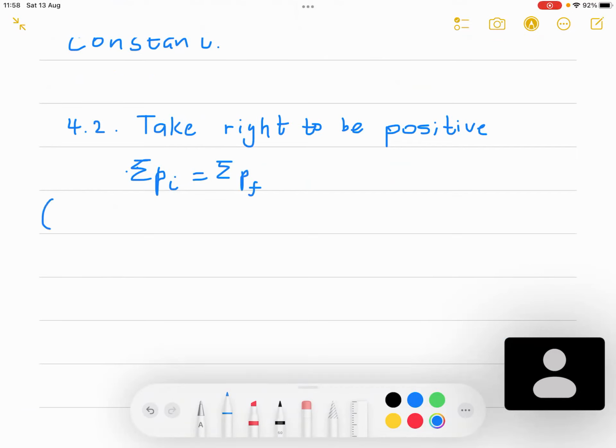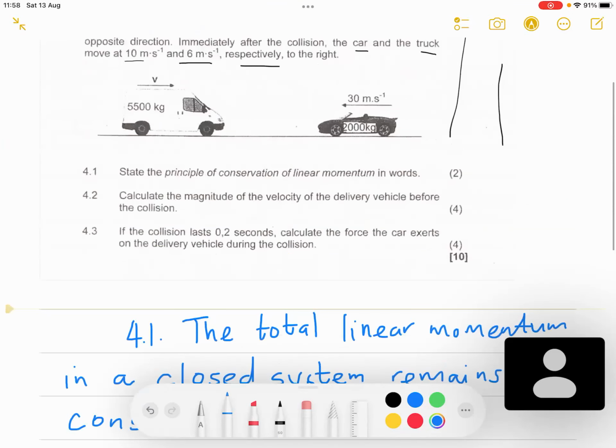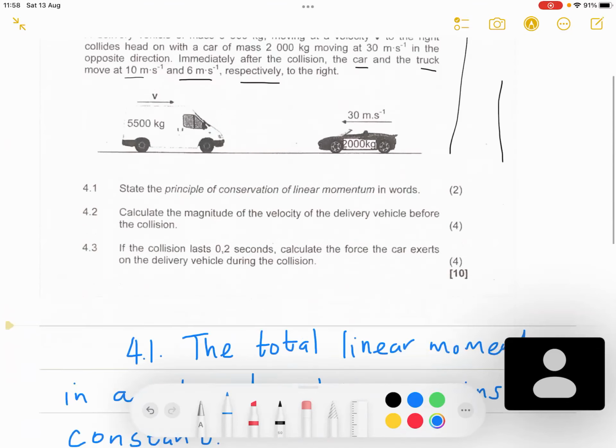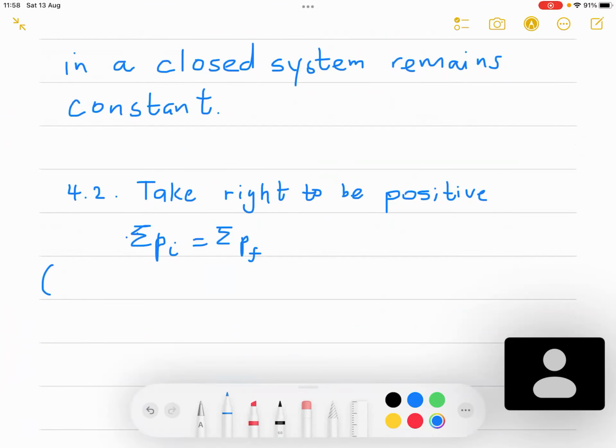And when you write it out now, in this example it's not P and Q, there is a delivery vehicle, which they're calling a truck afterwards, and a car. So you can refer to it as truck and car, or as object one and object two, or whatever you want to call it. So I'm just going to say we have M1 V1 initial plus M2 V2 initial must equal M1 V1 final plus M2 V2 final.